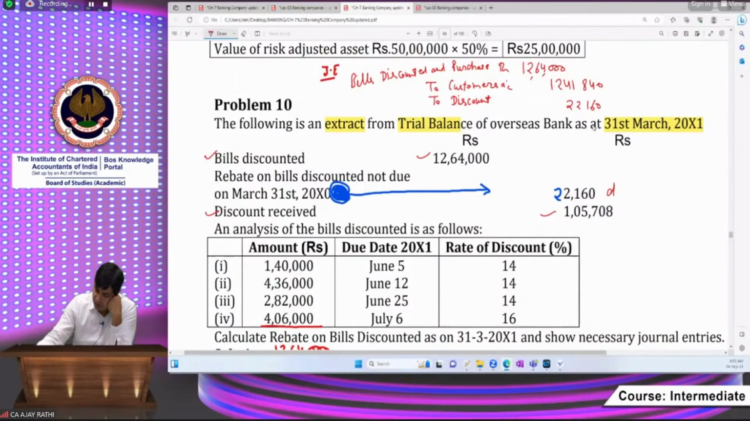Wait a minute. I think there is some mistake. Beta, please check. I think there is some mistake. 22,160 is not the figure of discount. That is this one: 1,05,708.